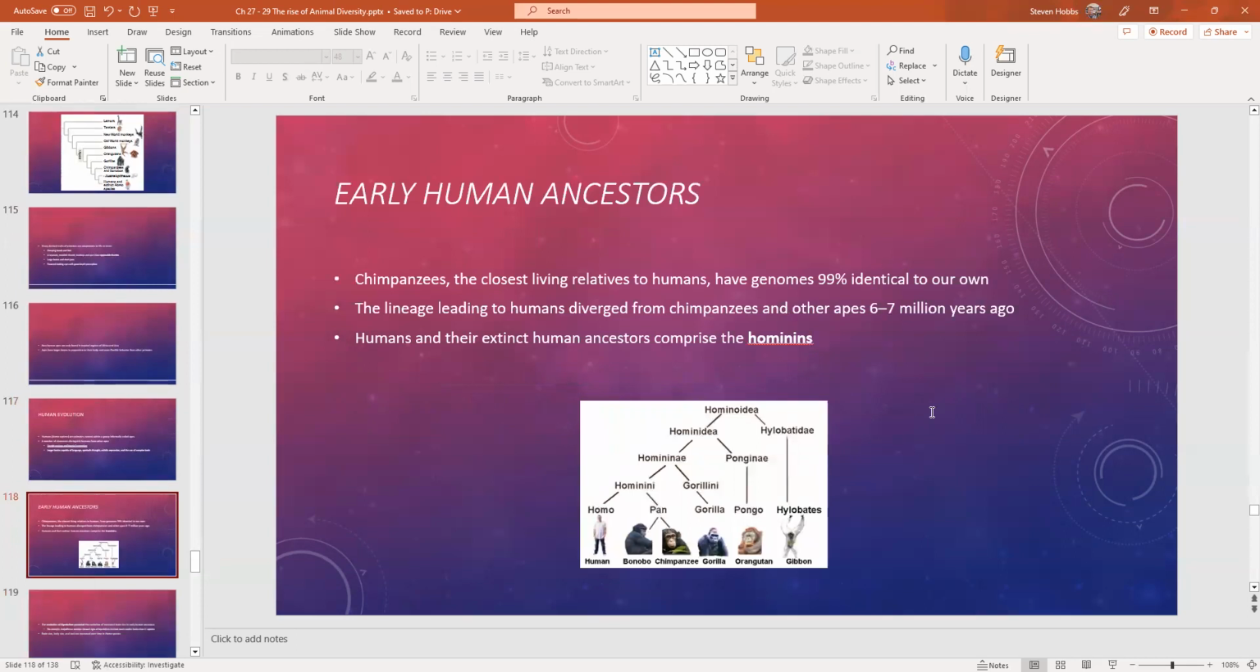Now, chimpanzees are the closest living relatives to humans, with a genome that's about 99% identical to our own. There are still some pretty major differences, though. So the lineage that leads to humans diverged from chimpanzees about 6.5 million years ago or so. Humans and their extinct human ancestors comprise the hominins.